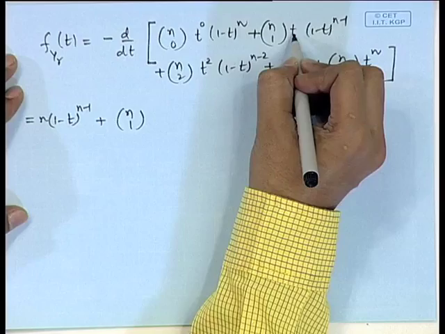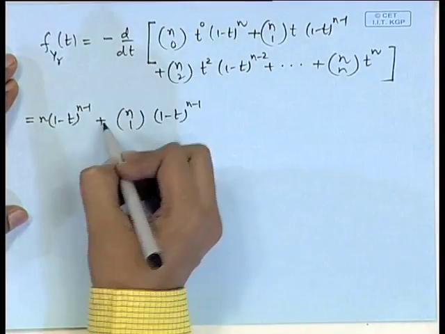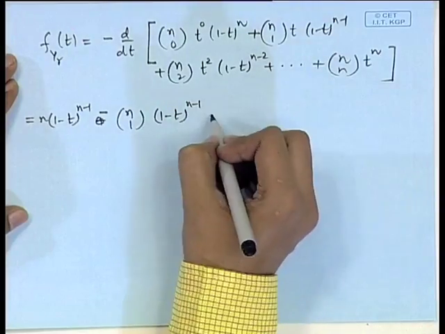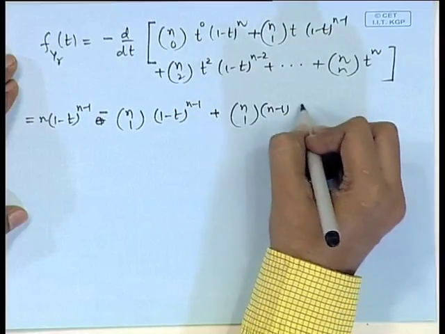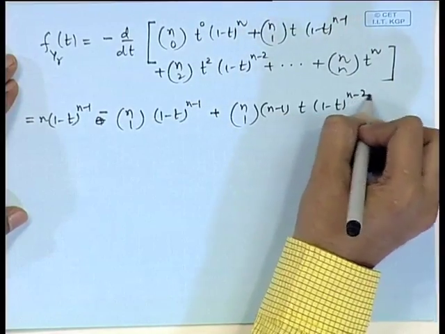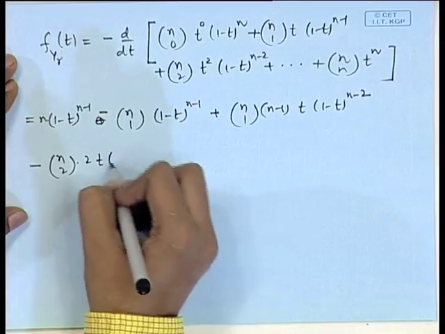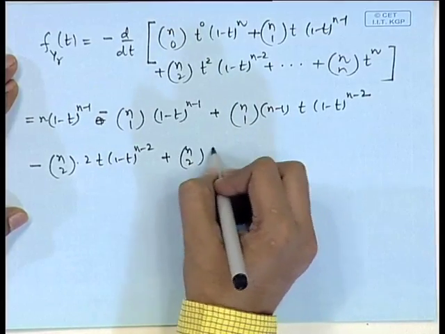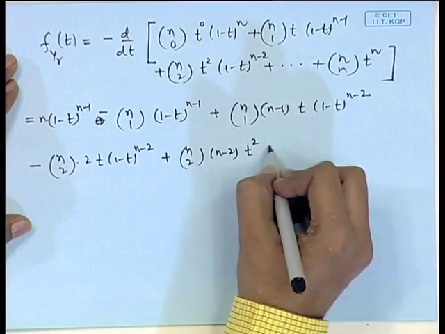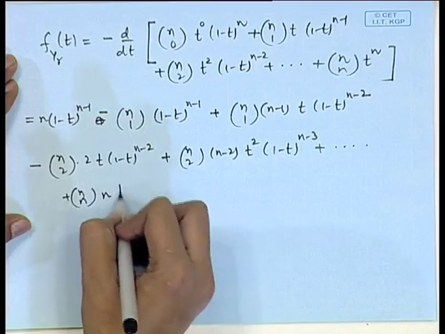Now, the derivative of this one will give simply 1 minus t to the power n minus 1, and there is a minus sign. So, this will become minus, and then you will have plus n c 1 into n minus 1 t, 1 minus t to the power n minus 2, minus n c 2 into 2 t, 1 minus t to the power n minus 2, plus n c 2 into n minus 2 t square, 1 minus t to the power n minus 3, plus n c n n t to the power n minus 1.